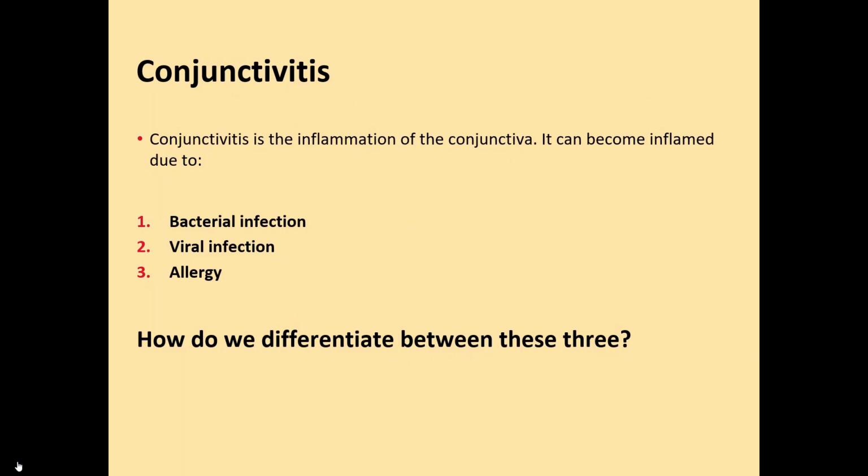So looking at conjunctivitis, this is inflammation of the conjunctiva. It can become inflamed due to several different reasons, most common ones being bacterial infection, a viral infection, or an allergy. So as a community pharmacist, you need to be aware of these and how we differentiate between these three causes of conjunctivitis.